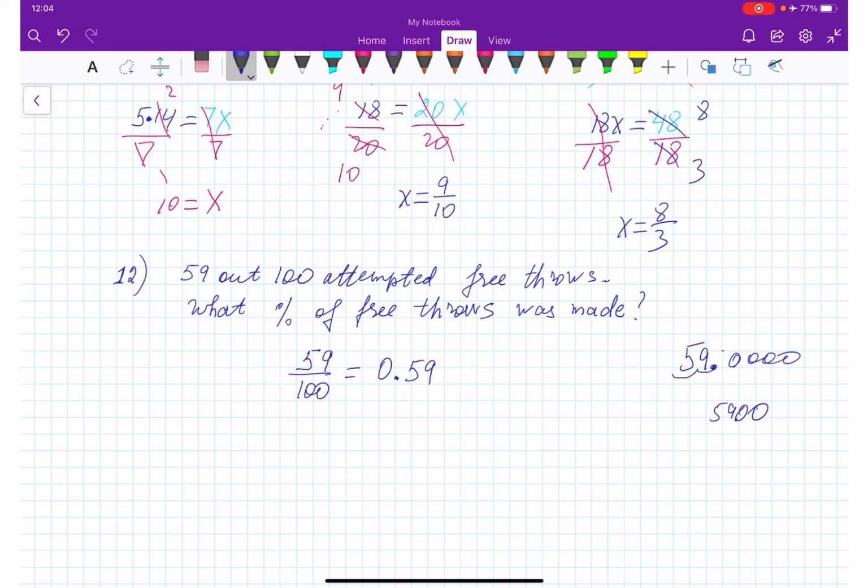So 0.59, and how do we convert decimal notation? We take this decimal notation, let me move it here, multiply by 100, I get percentage. Okay, so 0.59 times, multiply by 100, I'm getting 59%.